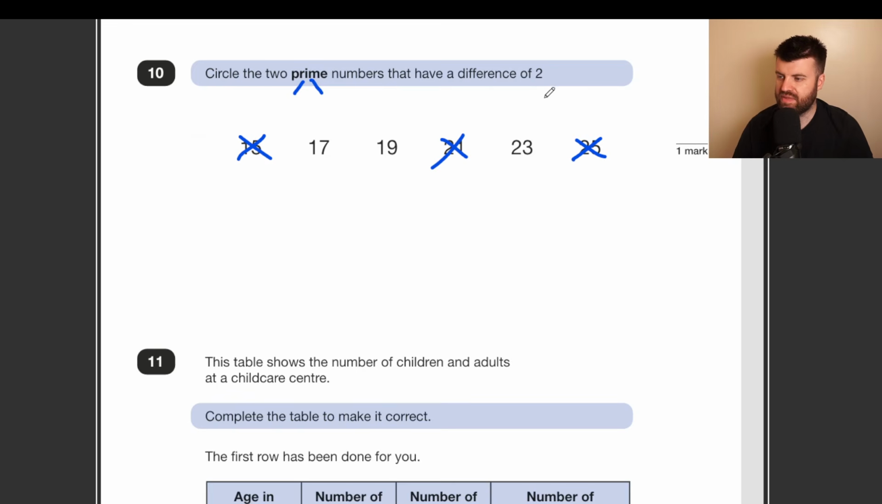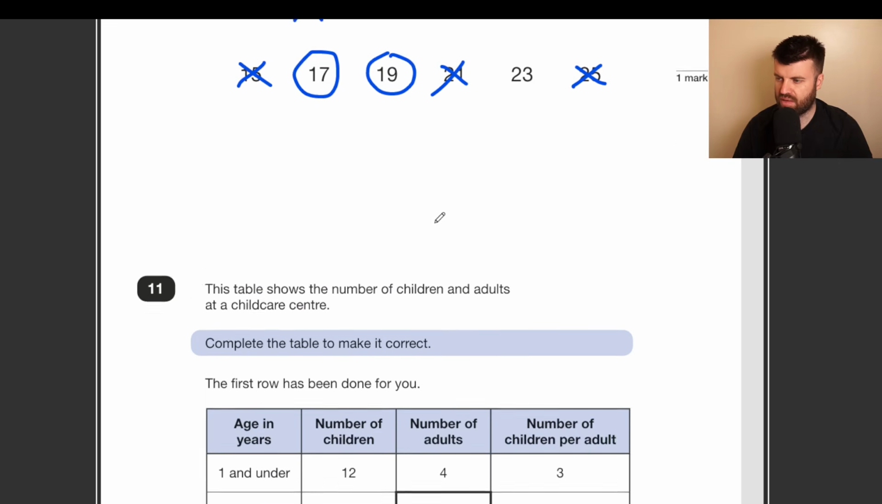Okay, so we're left with these 3 prime numbers. But the question says circle the 2 prime numbers. Why 2? Well, they have to have a difference of 2, which is 17 and 19. 23 is too far away.